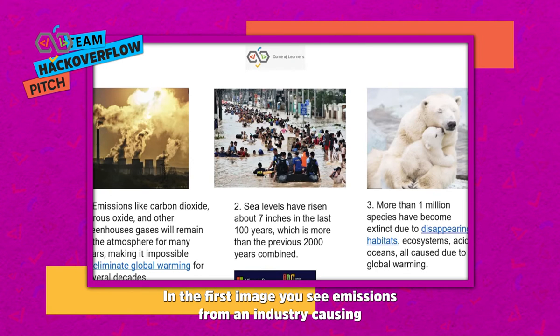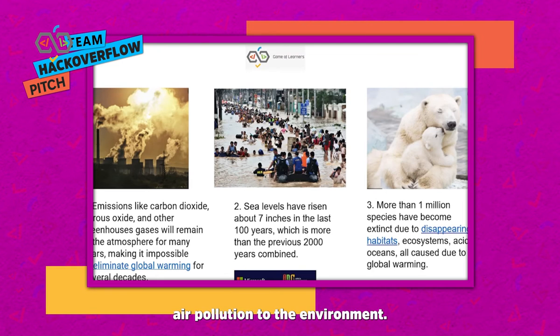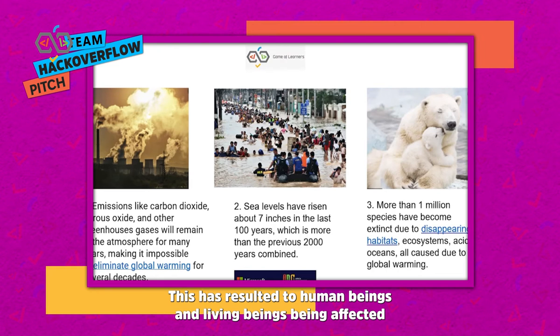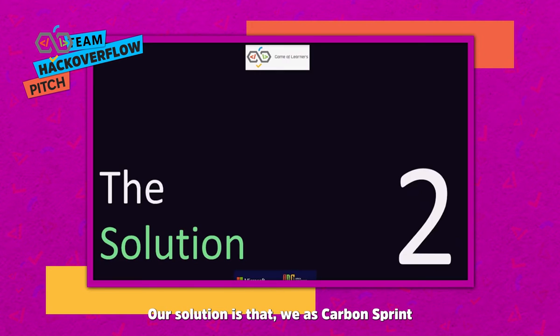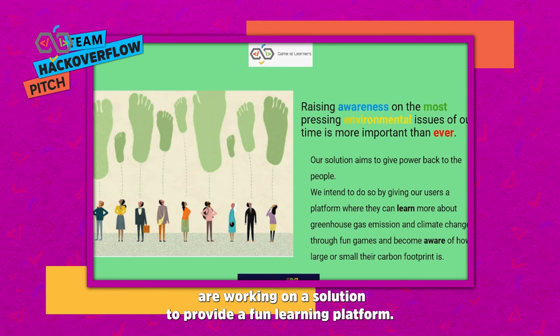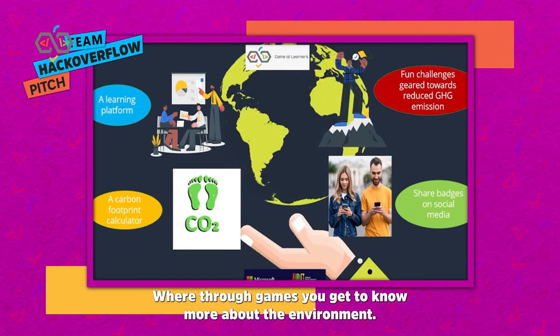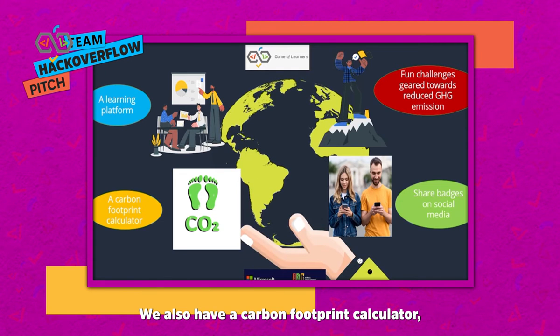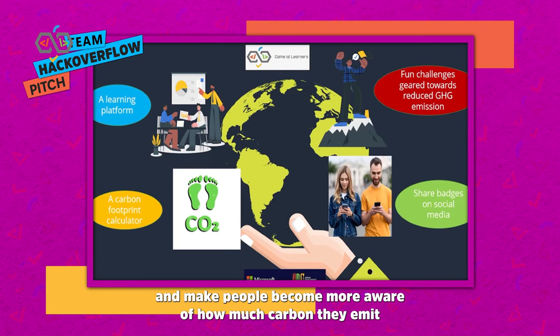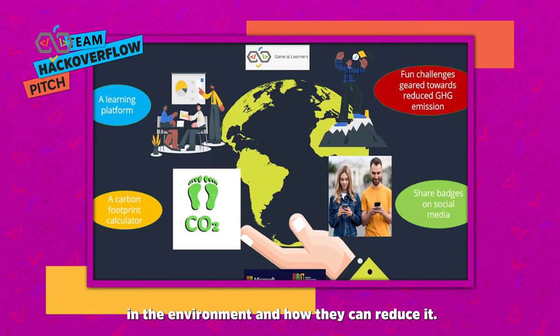In the first image, we see emission from an industry causing air pollution to the environment. This has resulted in human beings and living things being affected, as we see in the second and third pictures. Our solution is that we as Carbon Sprint are working on a fun learning platform where, through games, you get to know more about the environment. We also have a carbon footprint calculator, which will be used to track our carbon emission and make people more aware of how much carbon they emit into the environment and how they can reduce it.